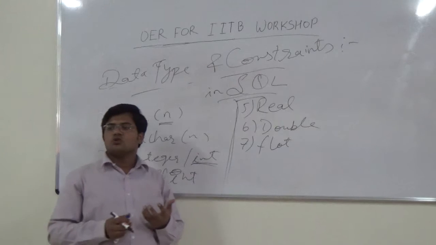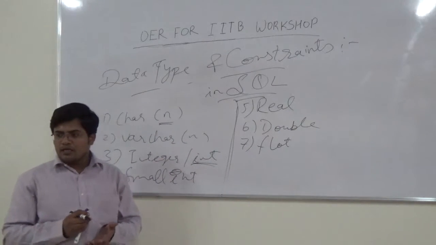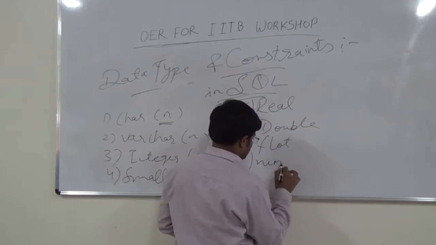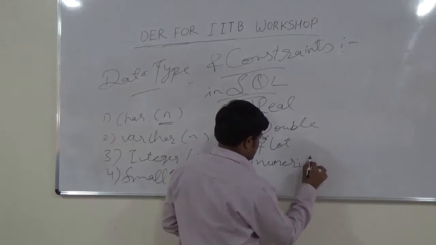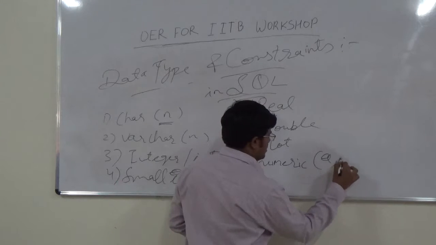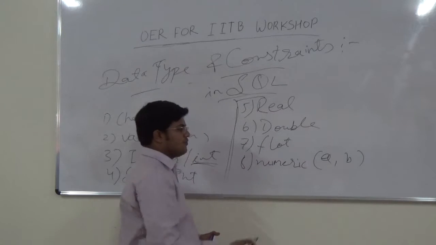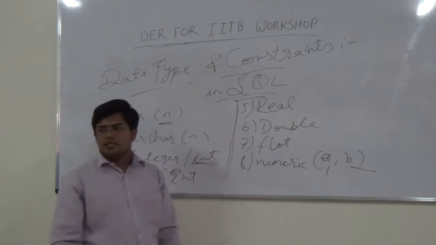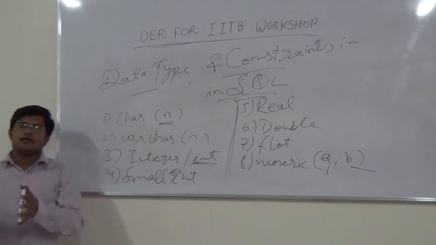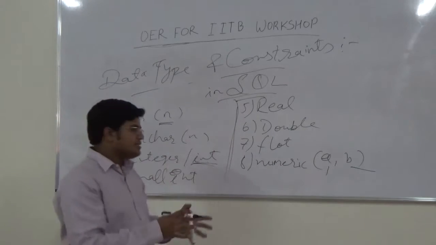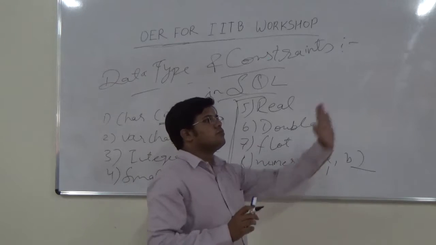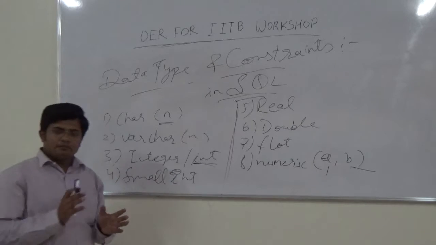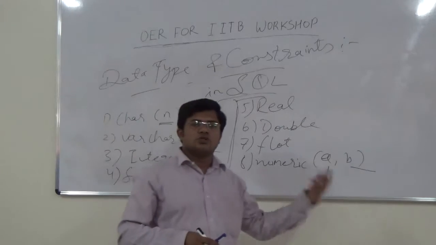Then next we are going to talk about numeric. In numeric we have two values, A and B. A represents the complete number of digits, and B represents the decimal digits, how many places we move for the decimal. These are some examples of data types. It may vary as per newer SQL versions.